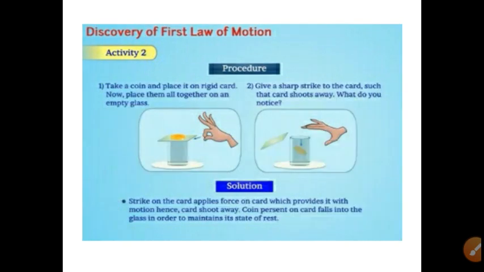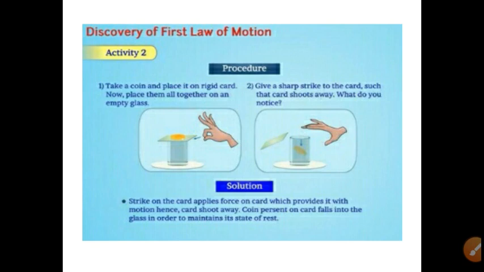This is the second activity. Take a coin and place it on a rigid card. Now place them all together on an empty glass. Give a sharp strike to the card such that the card shoots away. What do you notice? This activity also you can do from your home. And what can you see there? You can see only the card is thrown away when you give a sharp strike, but the coin falls vertically down into the glass.